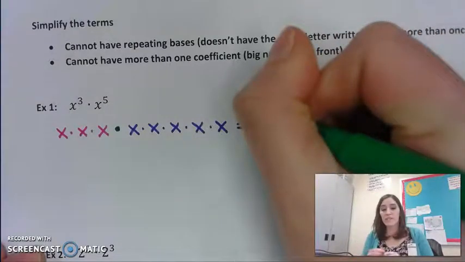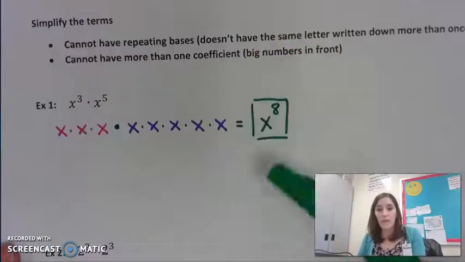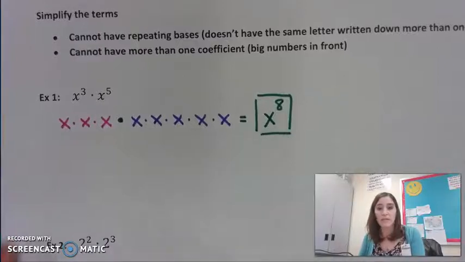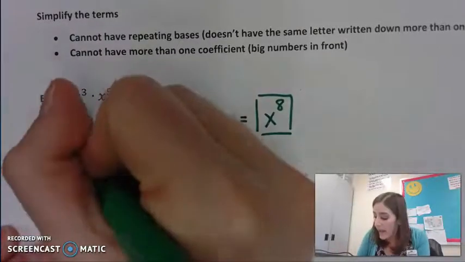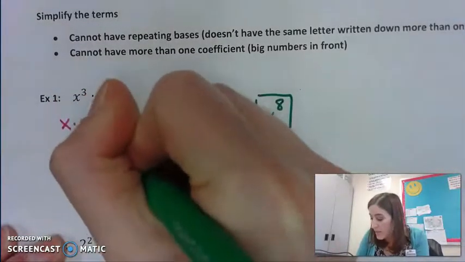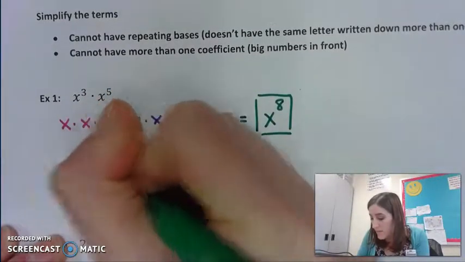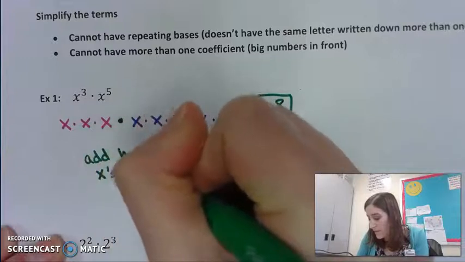Okay, once that unfreezes, I'm going to point out something. It only has that letter written down once, so that's why this one is going to be considered simplified. So we add how many x's are being multiplied.